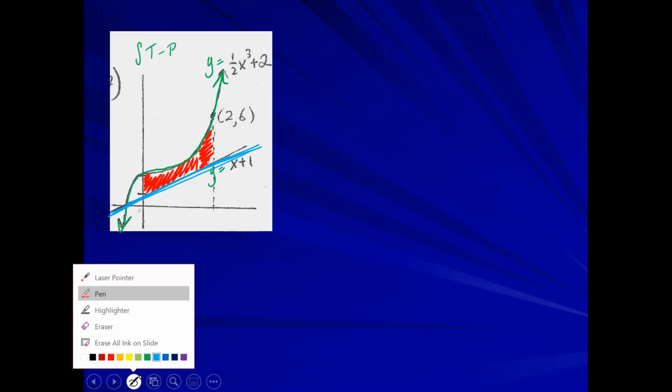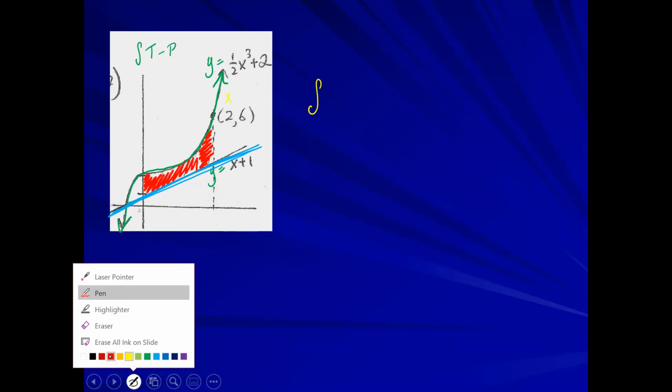As I look into this graph right here, I noticed that here it is solved for y. If it's already solved for y, then you know the integral is going to be top minus bottom, which makes sense because the top of this part, the green part, is 1/2 x cubed plus 2, and the bottom is this blue line, which is x plus 1.